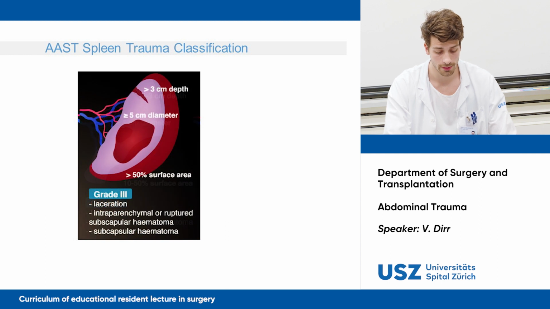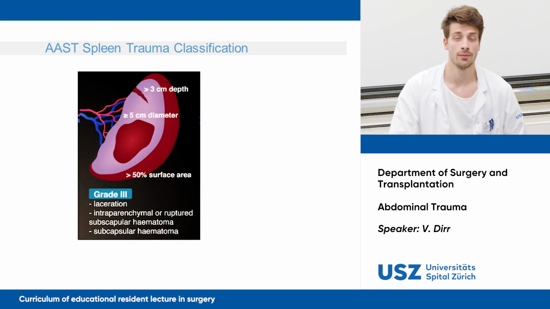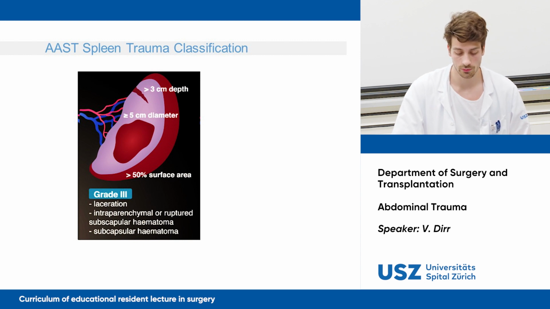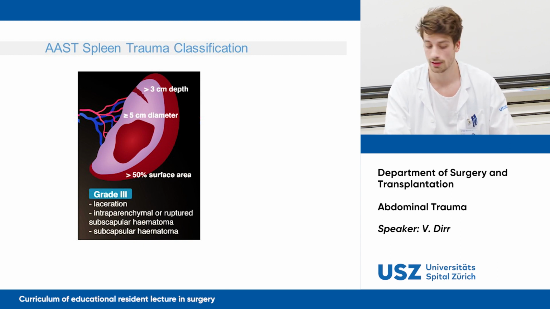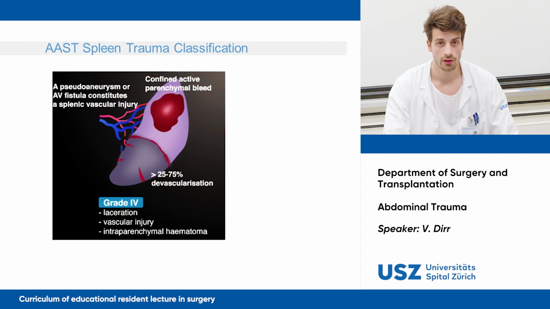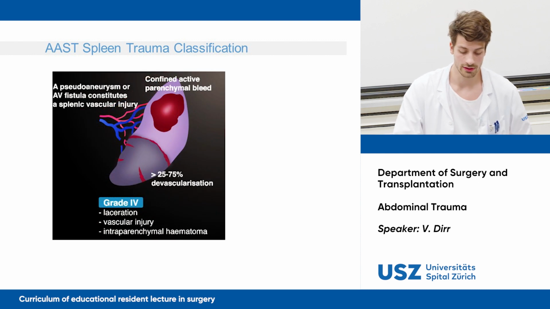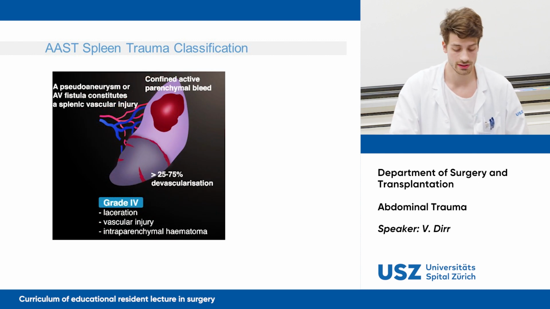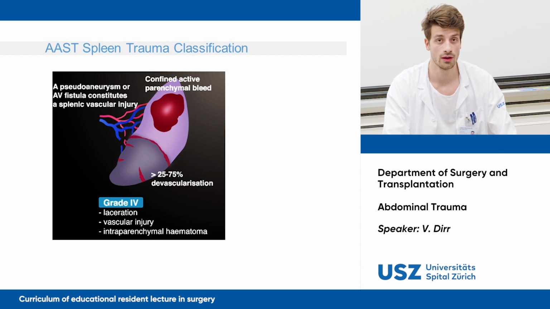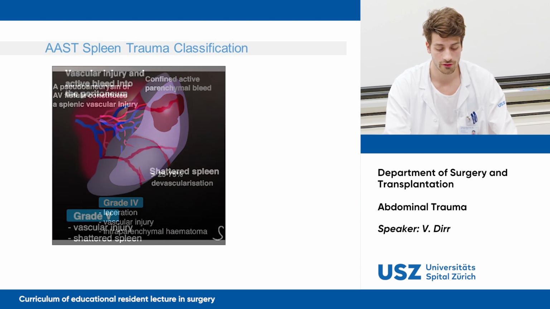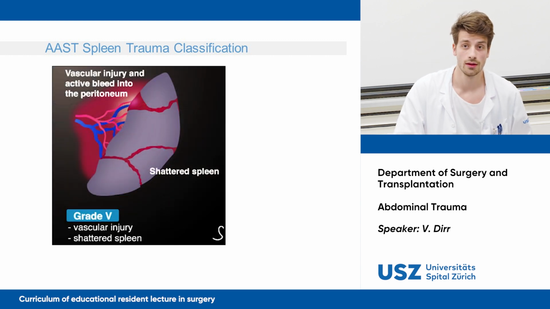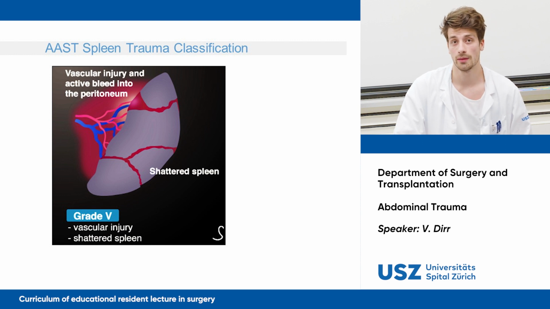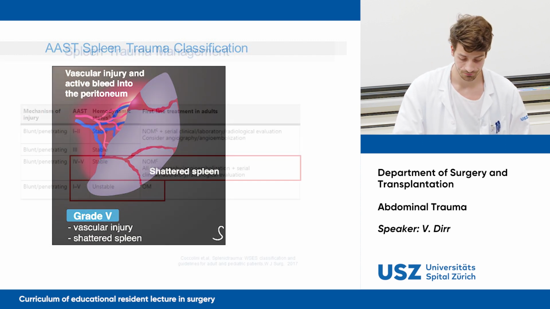And in a grade 3, we also have an intraparenchymal or ruptured subcapsular hematoma, which can be just above 5 centimeters in diameter. And we talk about a grade 4. We also talk about a vascular injury, which can lead to something like a pseudoaneurysm or an arteriovenous fistula, and that can lead to devascularization of the spleen. In a grade 5, we have a shattered spleen with active bleeding into the intra-abdominal cavity.